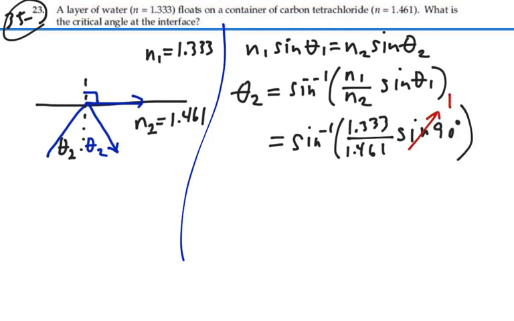Sine 90 is 1, so we have just the inverse sine of the lower index over the higher index. 1.333 divided by 1.461, inverse sine, is 65.8 degrees. So the angle of incidence, the critical angle at the interface, is 65.8 degrees. At that critical angle and greater, all the light will be internally reflected from the carbon tetrachloride to the water. 65.8 degrees.